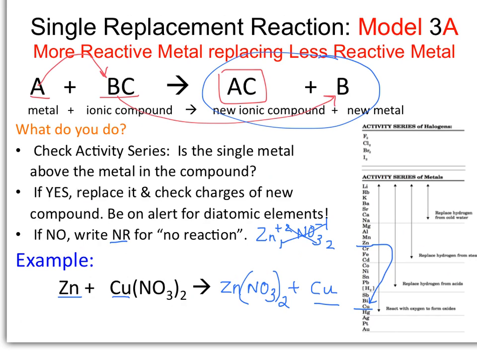Now we're ready to balance, and if I look at this very closely, I will notice that I have equal numbers of atoms on both sides, so we don't need to do anything else with this example.